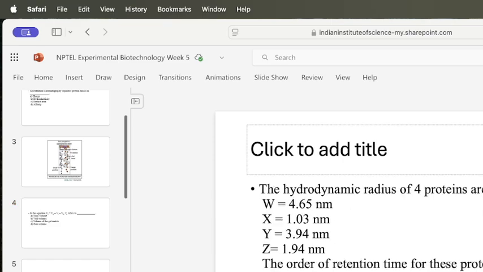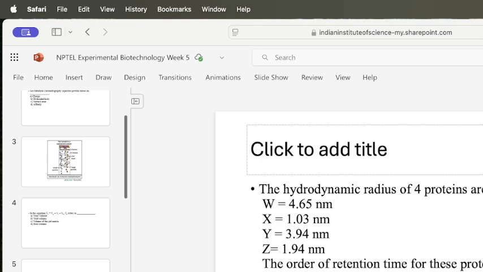The next question is: the hydrodynamic radius of four proteins are as follows. W is equal to 4.65 nanometers, X is equal to 1.03 nanometers, Y is equal to 3.94 nanometers, Z is equal to 1.94 nanometers. The order of retention time for these proteins will be dash. Four different options are given here.